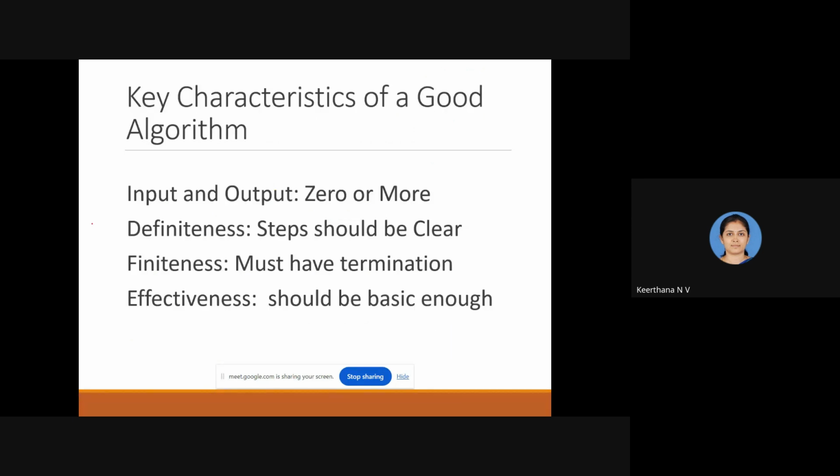So what are the key characteristics of a given problem? Input will be zero or more, but output will be one. So the final output for the problem will always be one.